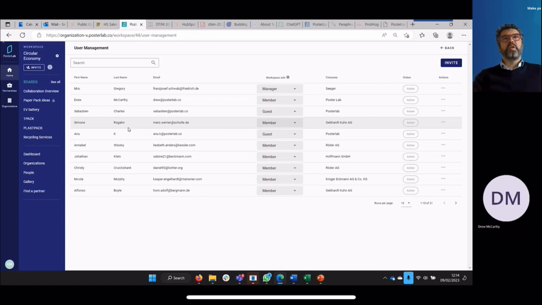Because by definition, we're talking about collaboration. You have people invited from outside the organization, and you can provide them with different kinds of roles: guests, viewers, members, and managers. So I'm going back here.